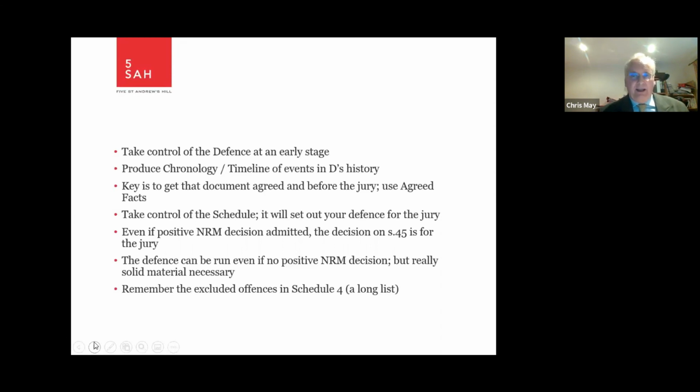And critically, in the same way that a positive NRM decision would not probably be admissible, a negative NRM decision is not admissible for the Crown to adduce. So object to that if anybody tries to introduce that. And unfortunately, of course, we need to bear in mind always the very long list of excluded offences in Schedule 4. There are an awful lot of offences to which the Section 45 defence just can't apply.